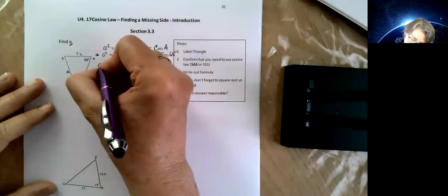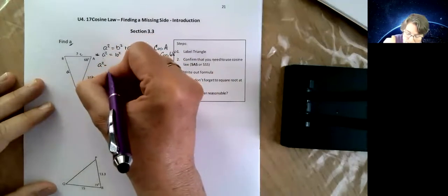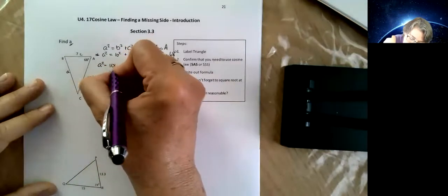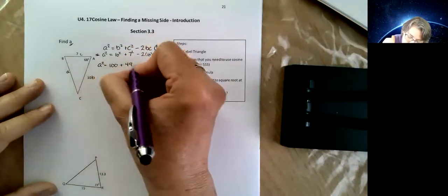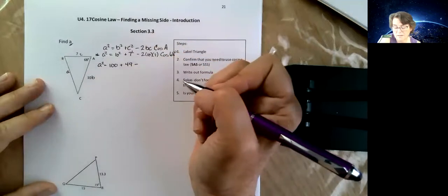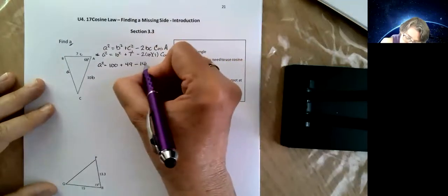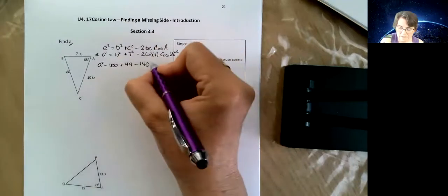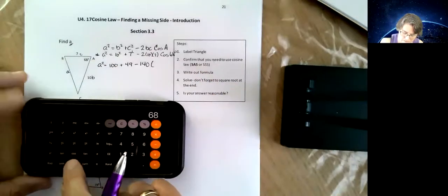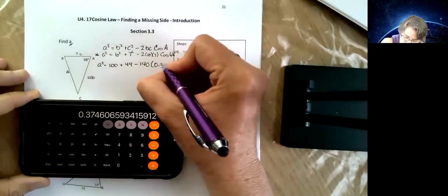So A squared. So 10 squared is 10 times 10. Careful, not 10 times 2. 10 times 10 is 100 plus 49 minus, and you can go 2 times 10 times 7 all at once. It should be 140. And I'm also going to do the cos 68 all at once, save us some time. So 68 and whoopsies, cos 0.3746.